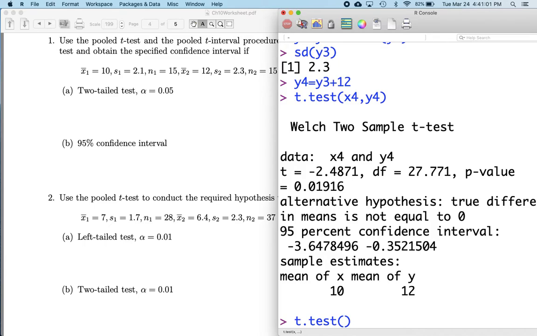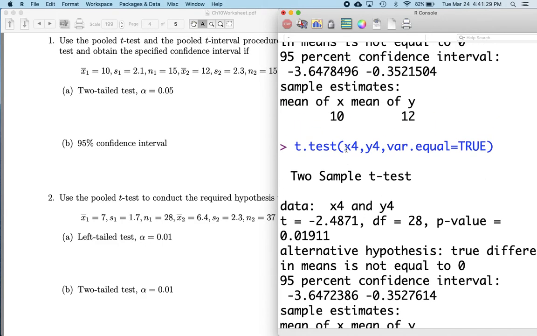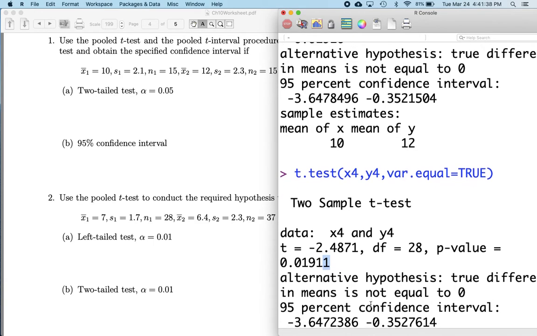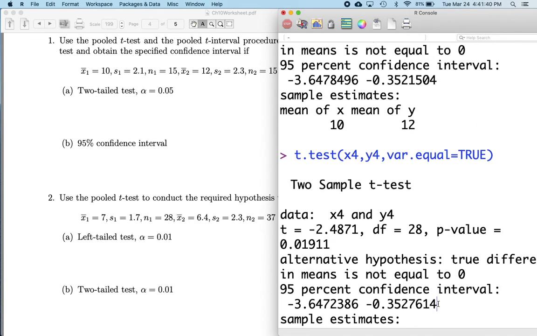One thing that I should actually add here, what I just said isn't quite right. What we want is, this was a pooled t-test, so we're going to assume that these two samples, or these two underlying populations, have equal standard deviations and therefore equal variances. So if I write var.equal equals true, we get almost the same values. It's the same test statistic. The degrees of freedom is slightly different. The p-value is slightly different, right up to 5 decimal places, but it's basically the same. And we end up with basically the same confidence interval.